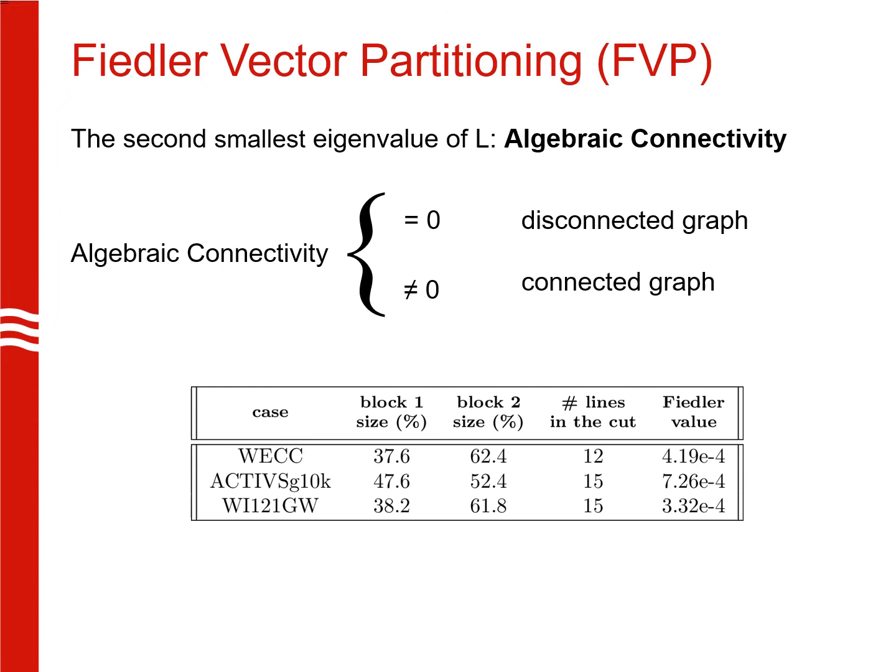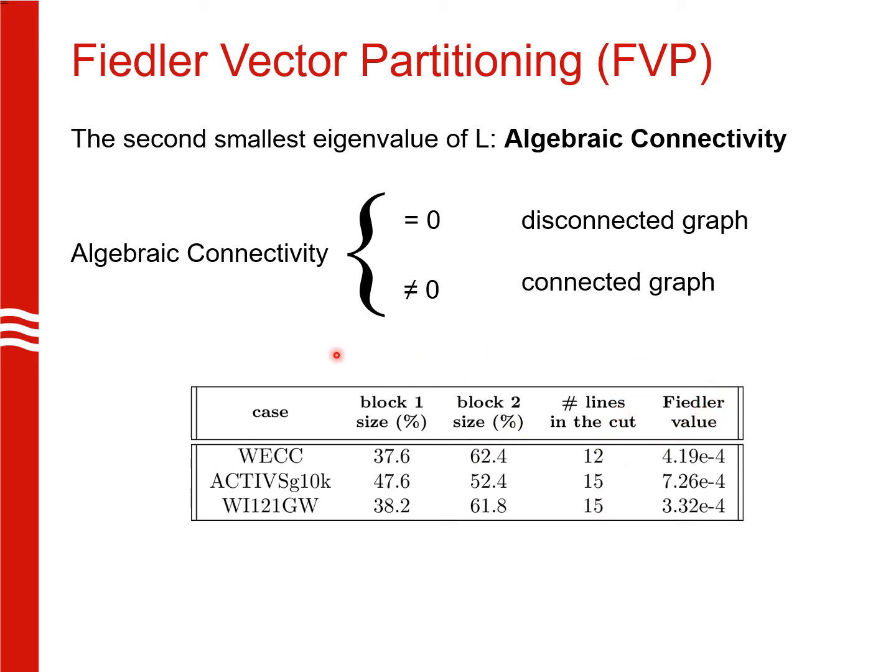The second smallest eigenvalue of the graph Laplacian is called algebraic connectivity or Fiedler value, and if the graph is disconnected, it's going to be equal to 0. Otherwise, if the graph is connected, it's going to be greater than 0. Comparing the components of the Fiedler vector with respect to this measure doesn't give us any information. What we can compare is to partition the networks with respect to the sign of the Fiedler vector component into two different blocks and compare the size of those blocks, and we can compare the number of lines present in the cut and the Fiedler value.